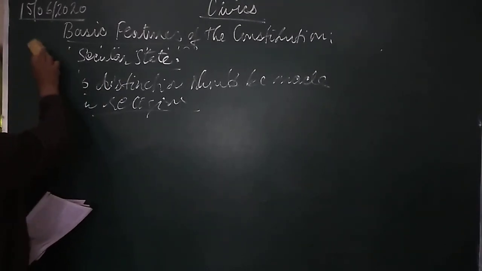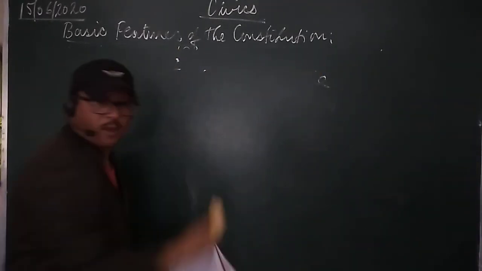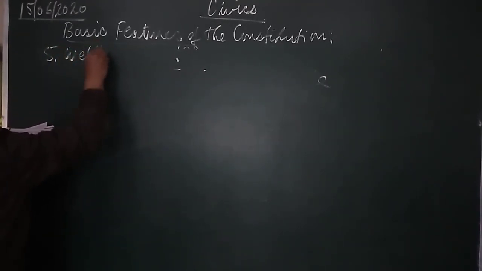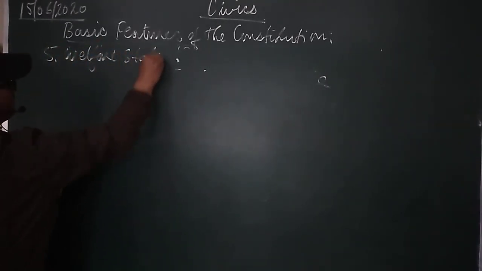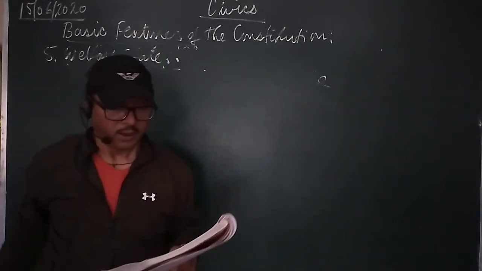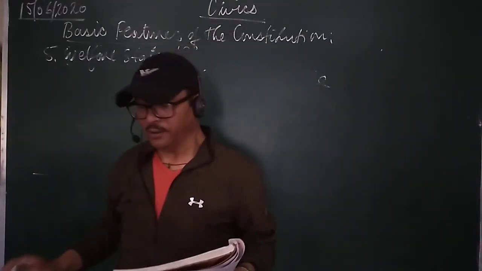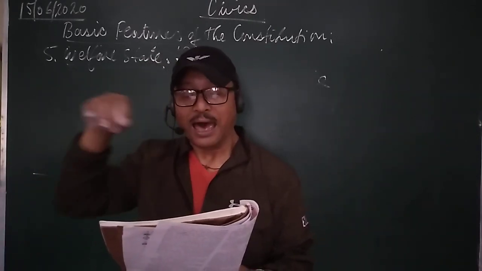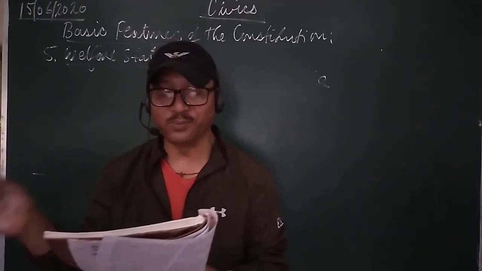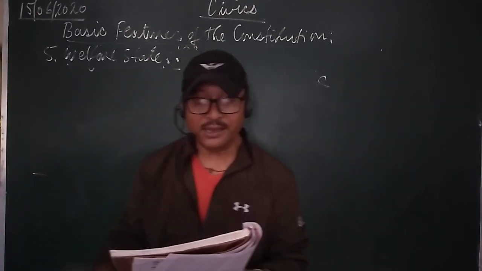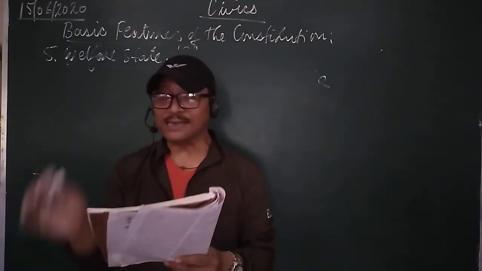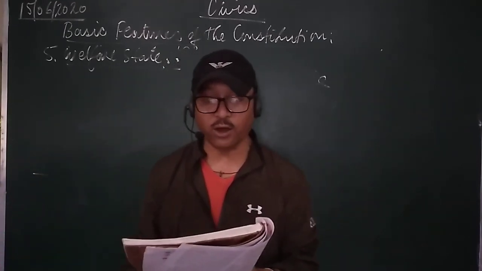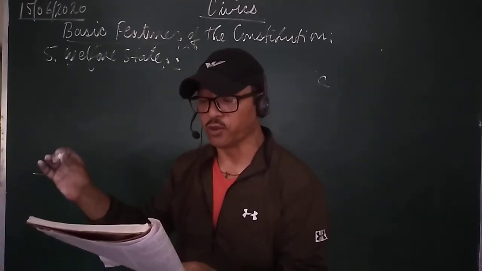Okay. Now, I'll move towards point number 5. Welfare state. Point number 5. Welfare state. Now, see, another important thing which the Indian Constitution has given to our country, India, is the several directory principles of state policy. The Indian Constitution has laid down several directory principles of state policy with the main aim of guiding the government to strive more and more for the welfare of the people.